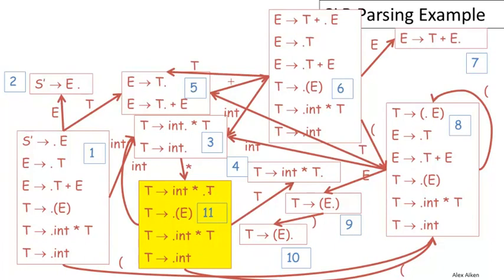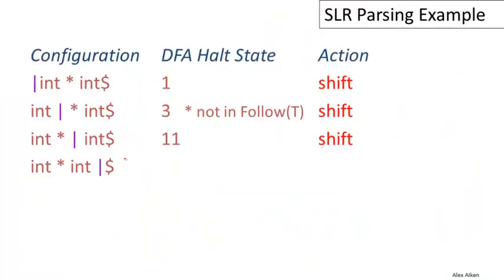There are no items with the dot all the way at the right end. So the only possibility is a shift. And we could shift if the upcoming input's an open paren, which it's not. More usefully, we could shift if the upcoming input is an int, which is exactly what we see. So the DFA terminates in state 11, and the move in that state is to shift. And that puts us into this state where we have int times int on the stack, and we are out of input. We are at the end of the input.